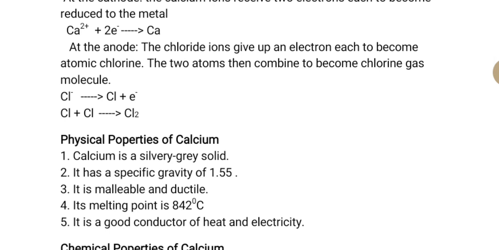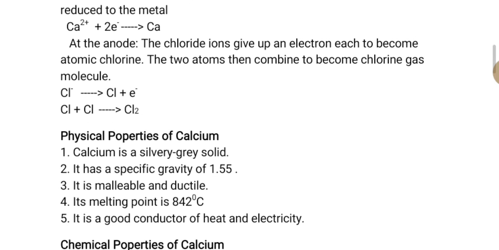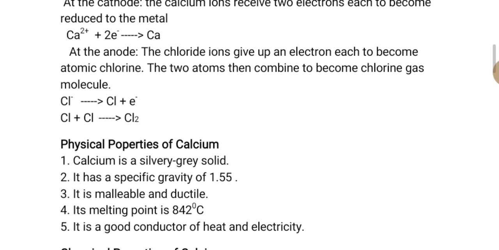Cl-, that is chloride ion, gives chlorine atom plus an electron. Chlorine atom plus chlorine atom now gives chlorine gas molecule. At the anode, chlorine gas is a byproduct.